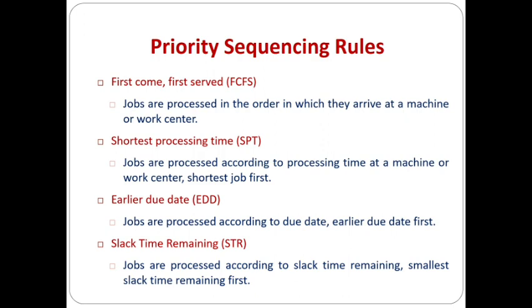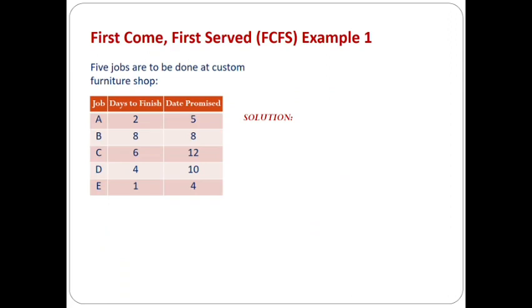We'll have some examples to explain all these priority sequencing rules. The first one is first come, first served problem. So here we have 5 different jobs. We have the processing time, that is days to finish, and date promised means it is the due date. So this is the processing time requirement and this is the due date promised.